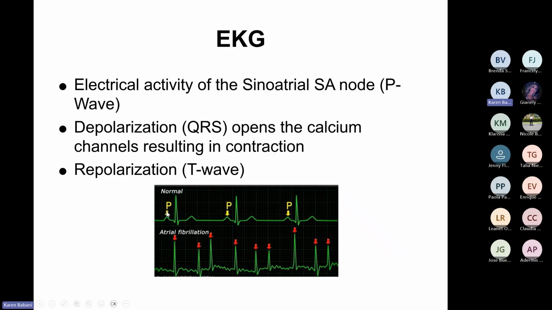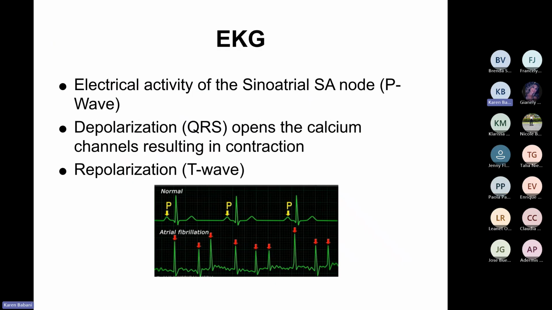So if it's normal, the normal components would be your P wave. What does the P wave mean? This is atrial depolarization, basically atrial contraction. We see this every time that the atria contract. The next thing you will see, the lines that go up and down, is your QRS complex, or your QRS interval. That is the ventricular depolarization, or the ventricular contraction.